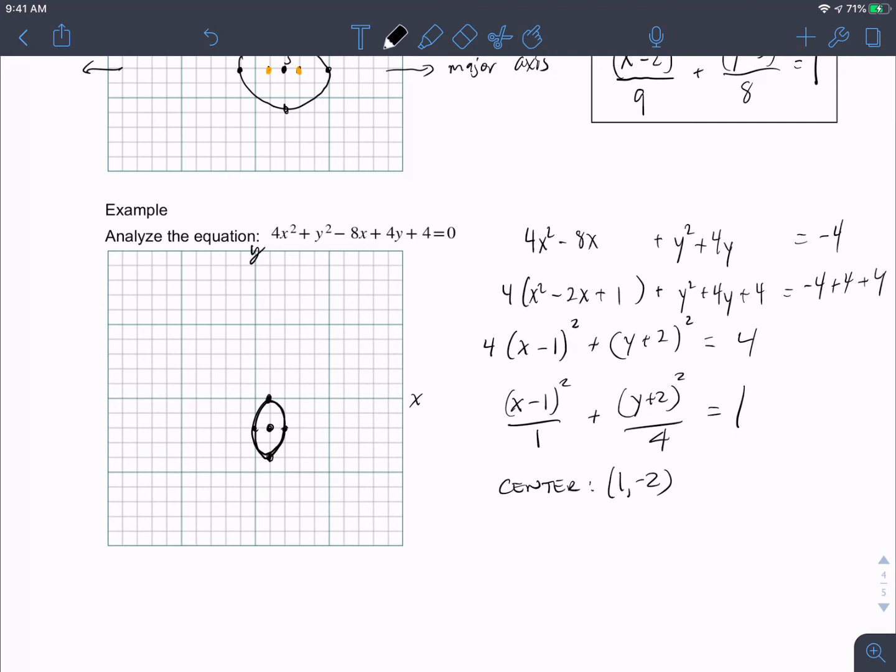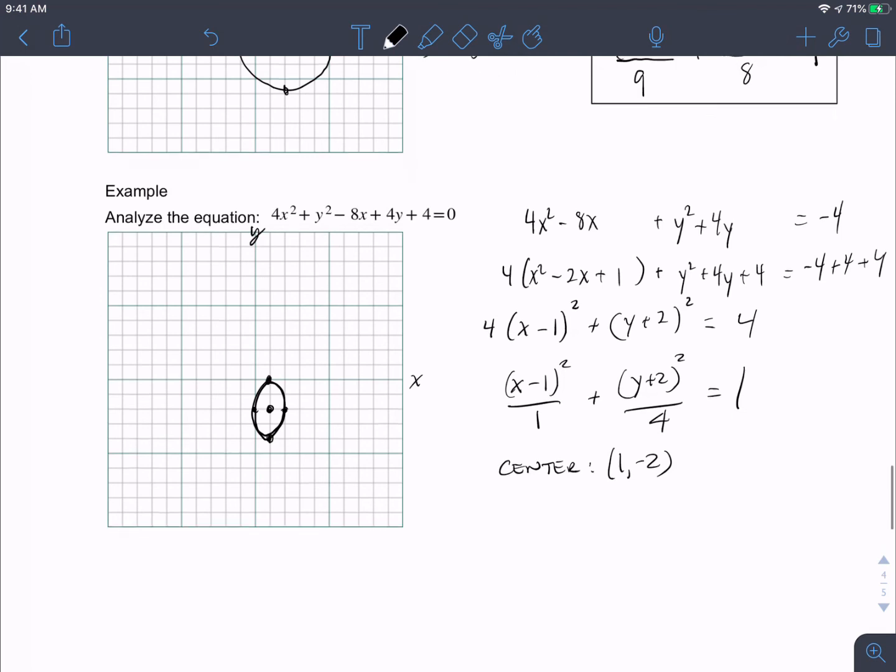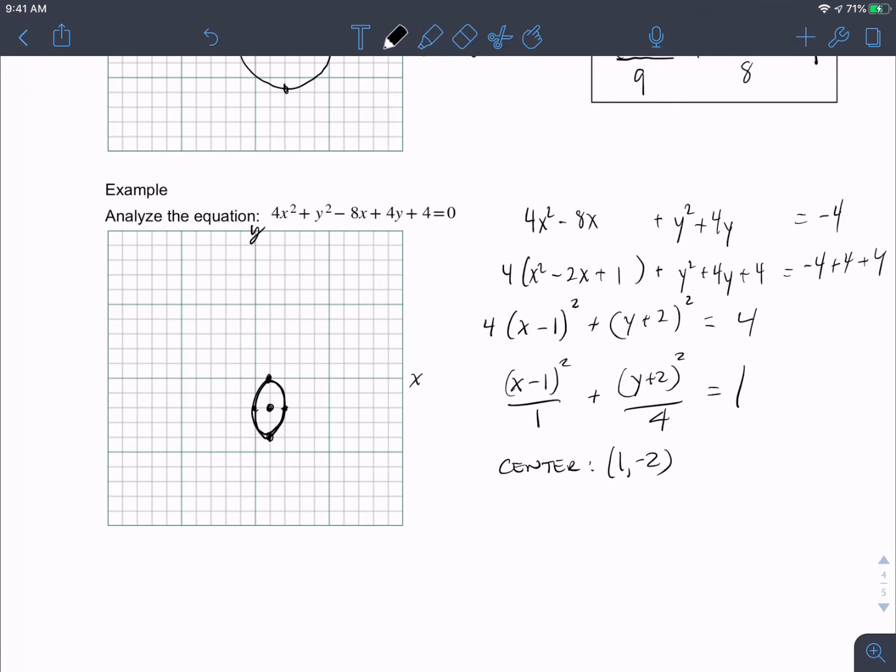And then what we should do is look for the foci. The foci are found by going c squared is equal to a squared minus b squared, or 4 minus 1. And so c is equal to plus or minus the square root of 3. And so adding, that's like 1.73 being added to both sides. And so that's about there and there. And that is where our focal points are.